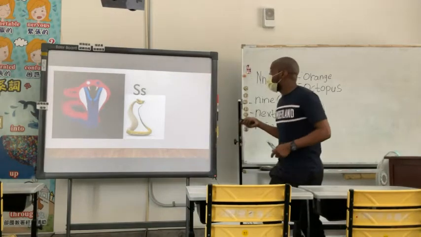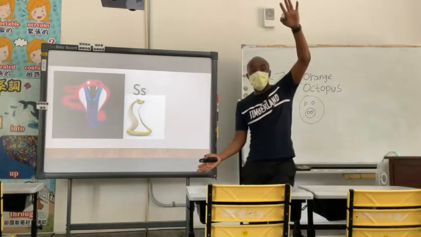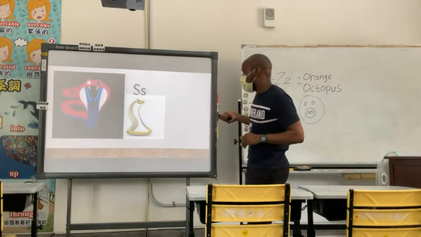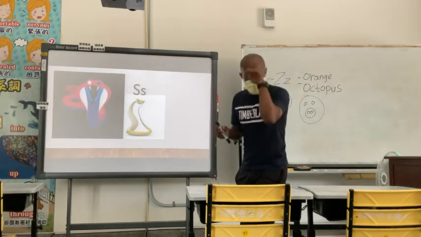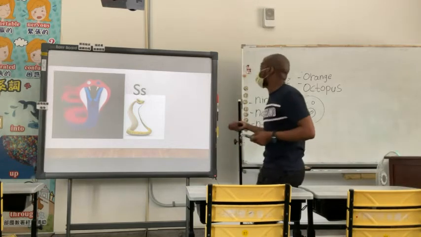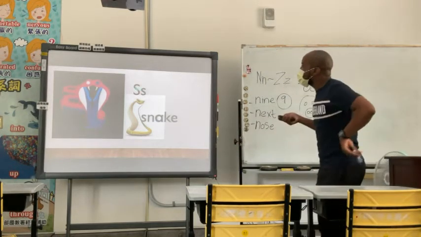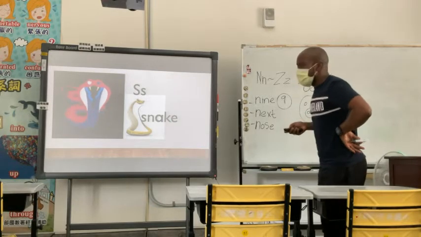So we have big S and small s. Okay? So we say S, S, S, like a snake. So this is a snake. S, snake.